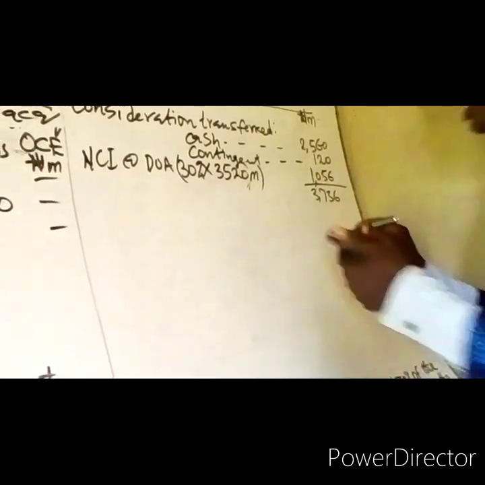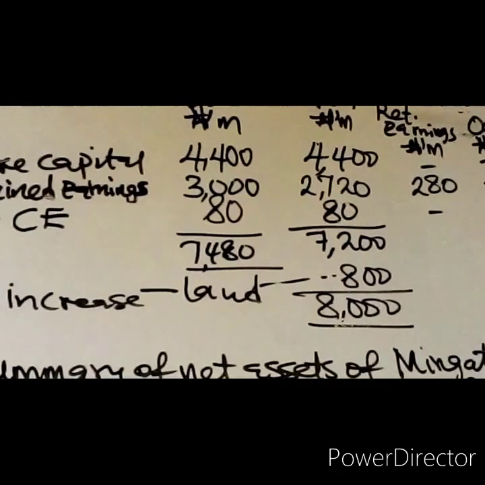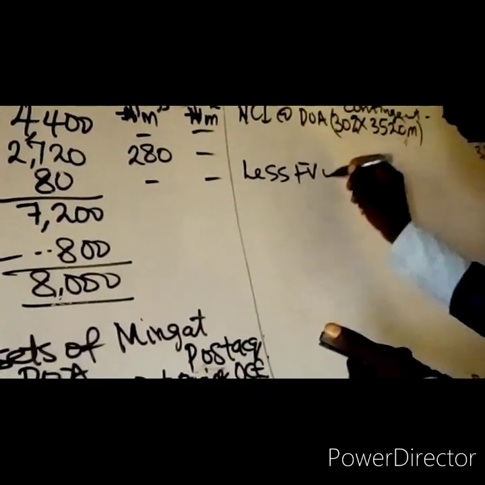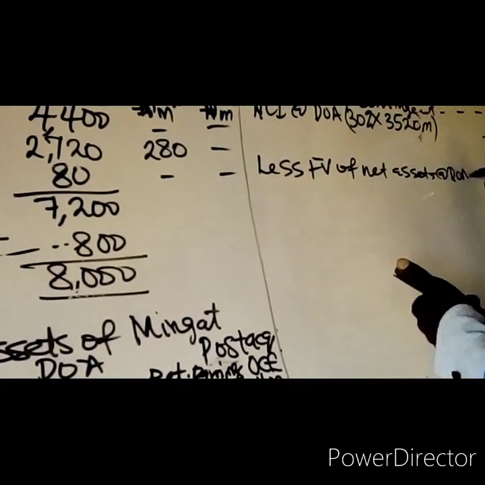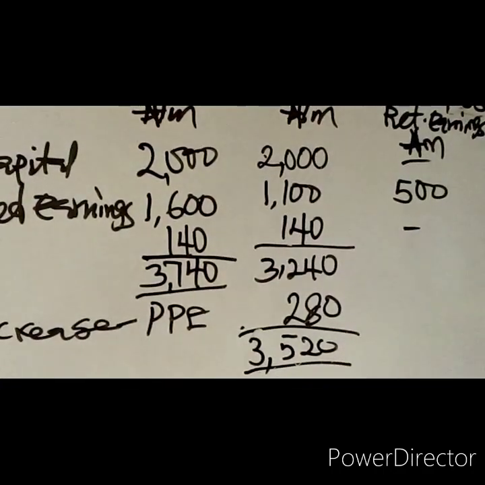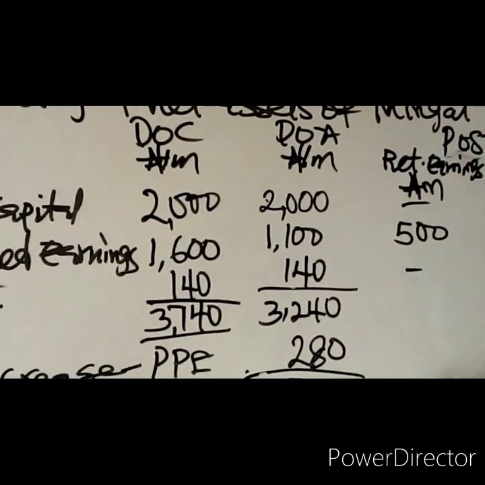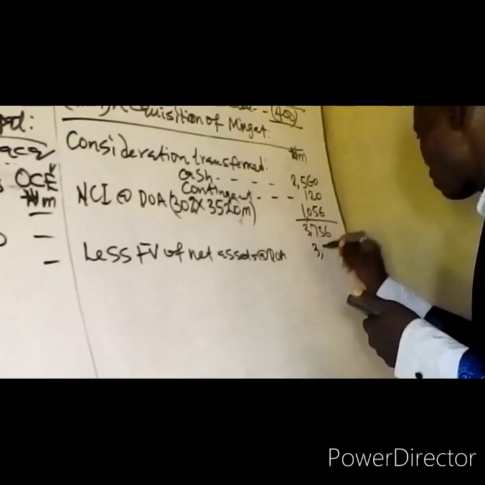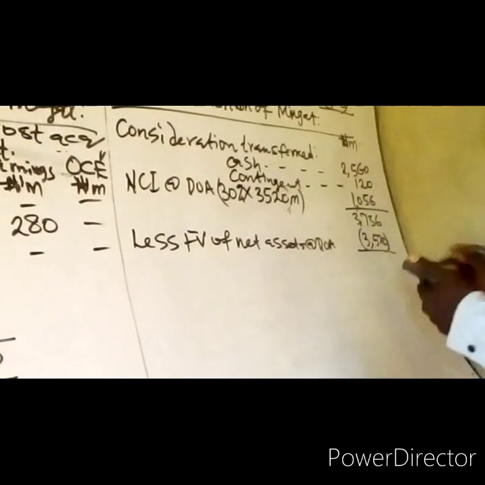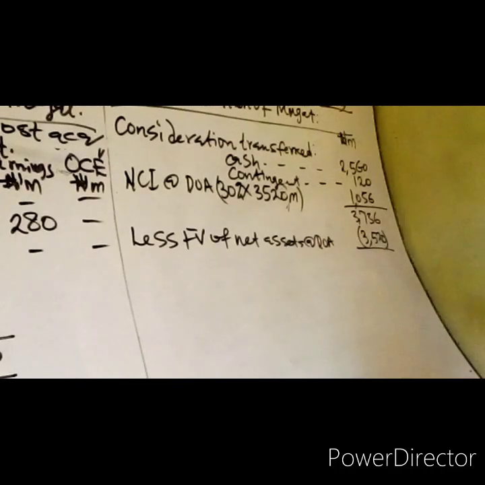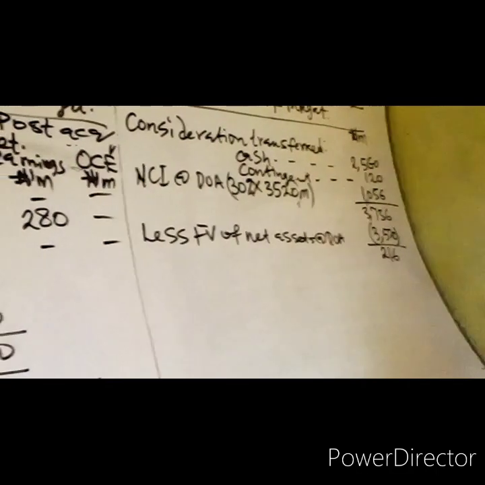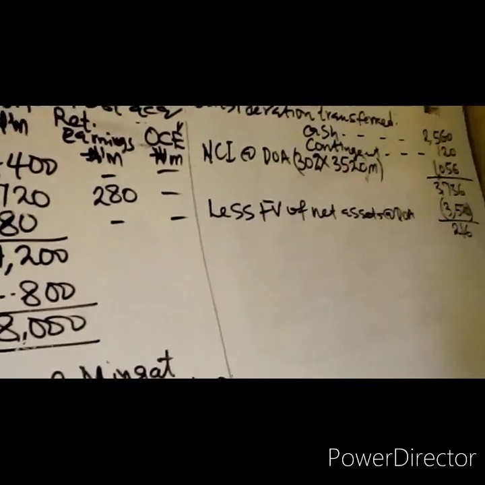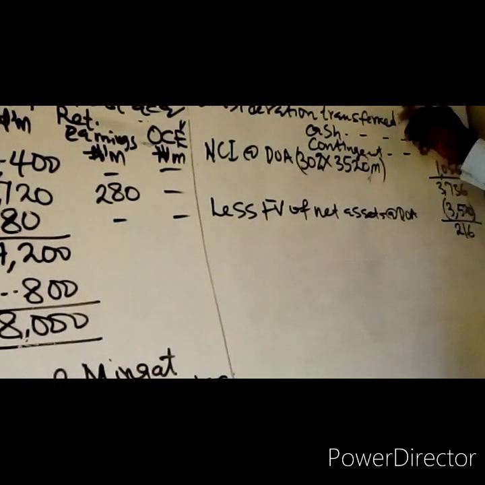So if you add 1,056 plus 120 plus 2,560, the total is 3,736. From this, you less the fair value of net assets at the date of acquisition, which has been given to be 3,520. So when you subtract 3,520, you have 216. Finally, you less the impairment of goodwill on acquisition of Megat.